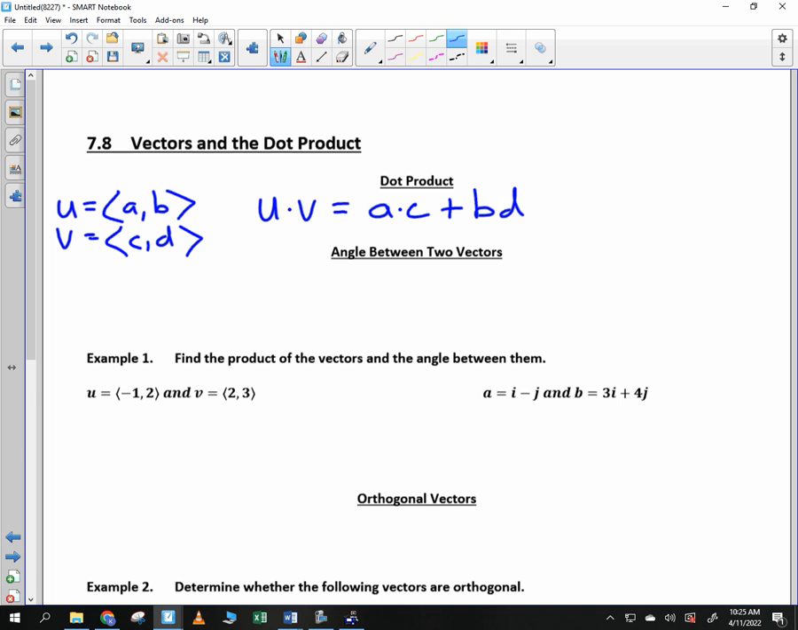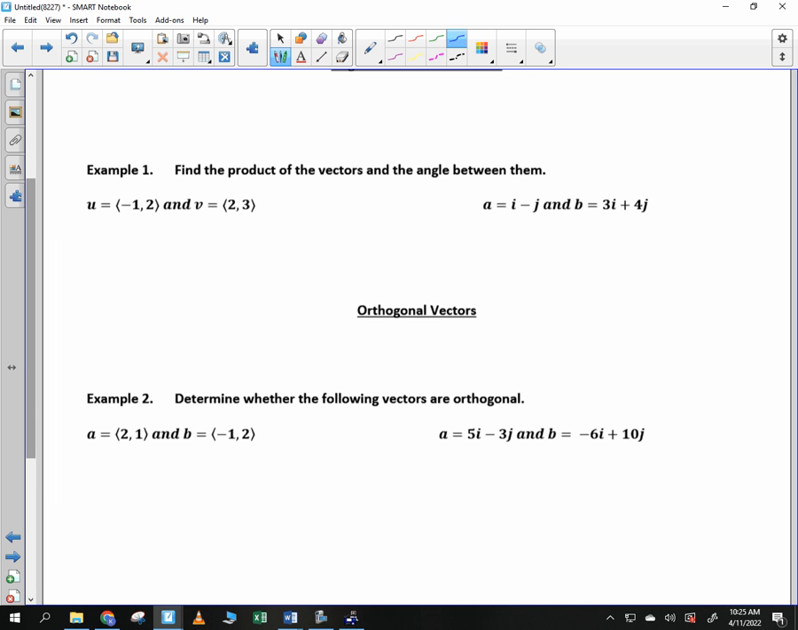Okay? So let's try this first example. We have u times v. Oh, I'm gonna change this every year. I say I'm gonna change this. I never do, but people get confused by it. Okay? So we're gonna make this vector negative 1, 5.